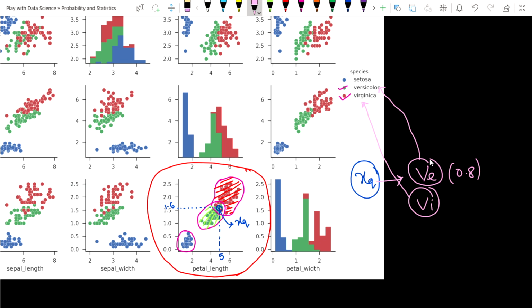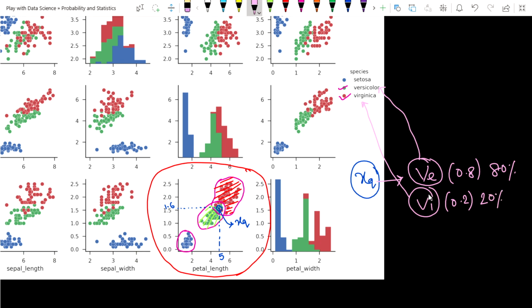Suppose the probability that the query point is Versicolor is 0.8, and the probability of Virginica is 0.2. What does this mean? It means the chance that the query point is Versicolor is 80%, and the chance that it is Virginica is 20%.